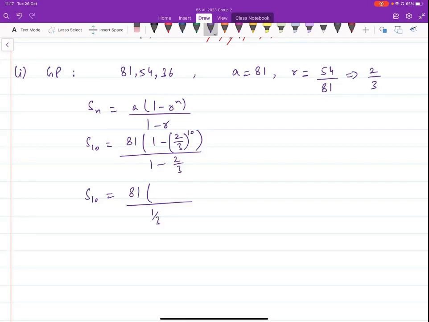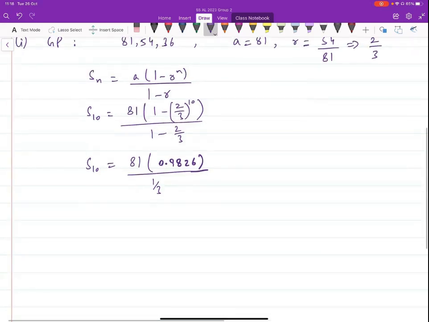So what do we get? What do we get inside the brackets here? 1 minus 2 over 3 whole raised to power 10. What is this? Sir, 0.9826. So that's good. At least 4 significant figures in the working, right? It should not be less than this, but it can be more.